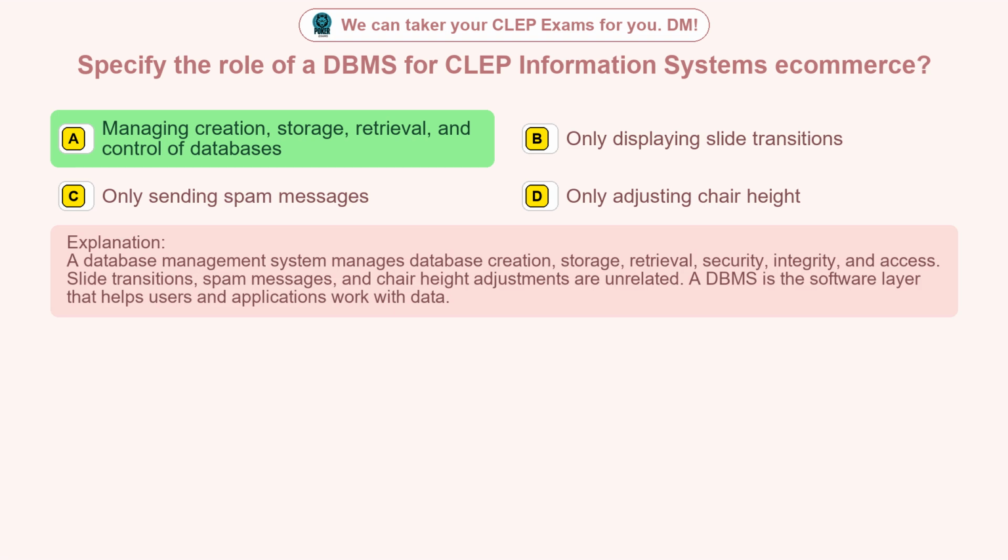A database management system manages database creation, storage, retrieval, security, integrity, and access. Slide transitions, spam messages, and chair height adjustments are unrelated. A DBMS is the software layer that helps users and applications work with data.